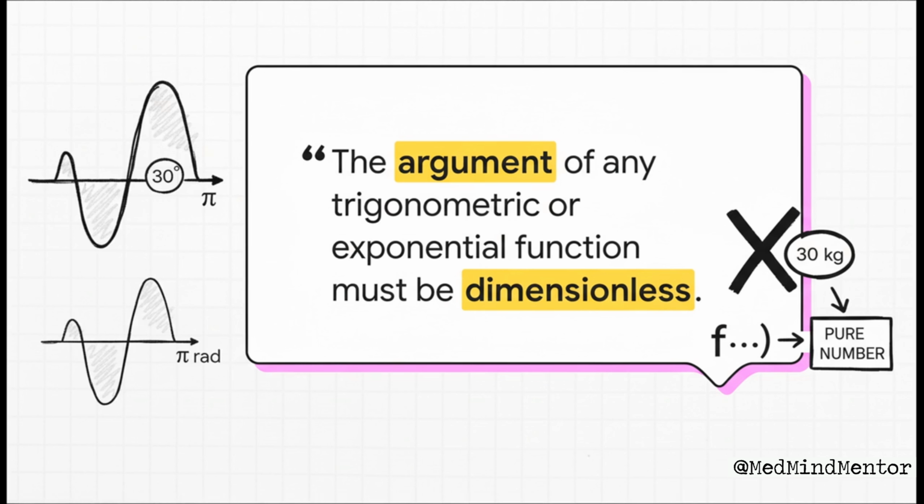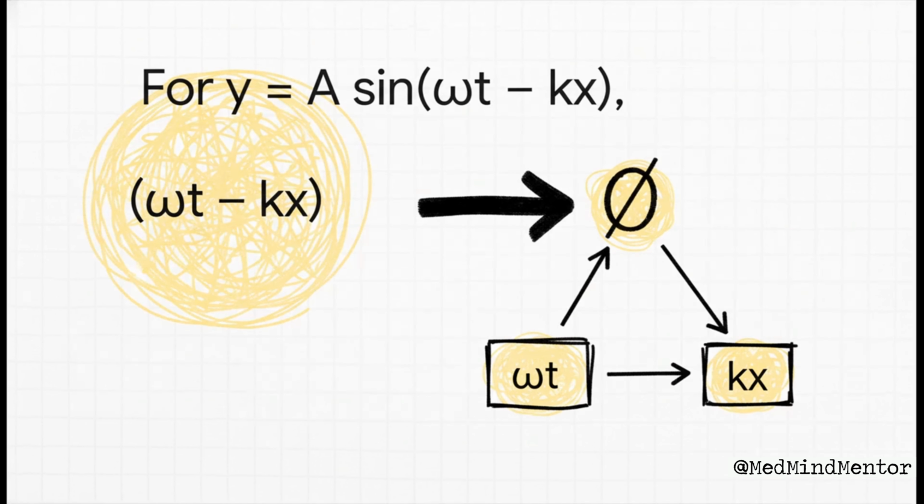So the stuff inside the function, what we call the argument, has to be a plain old number with no units. So let's look at a classic wave equation. See that whole chunk inside the sine function, the omega t minus kx? Our rule says that entire thing has to be dimensionless. But wait, there's more. Remember how you can only add or subtract things with the same dimensions? That means if the whole thing is dimensionless, then each part must also be dimensionless. So omega t has no dimensions, and kx also has no dimensions. This is such a cool shortcut for finding the dimensions of things like omega and k.